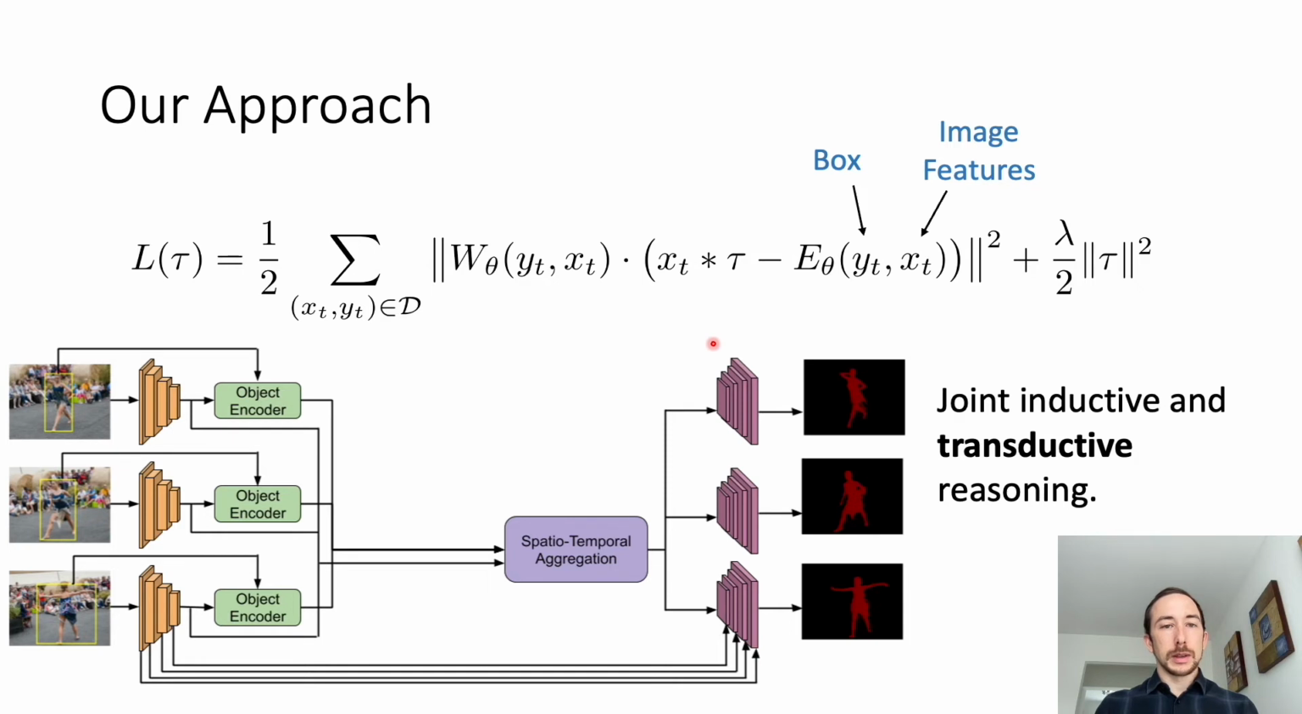So if we think of this as a few-shot learning problem, what the spatial temporal aggregation module does is both inductive and transductive reasoning. So the aggregation module simultaneously looks at other frames and the frame we want to make a prediction on itself in order to find consistencies and inconsistencies within the bounding box region, in order to then predict the final encoding, which is then decoded by our decoding module here.